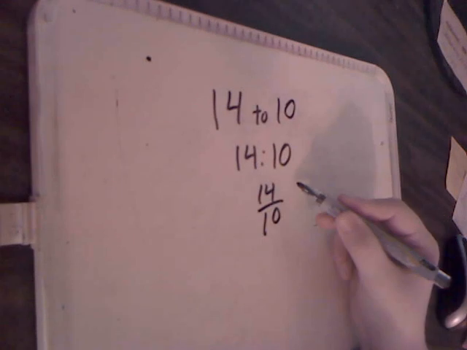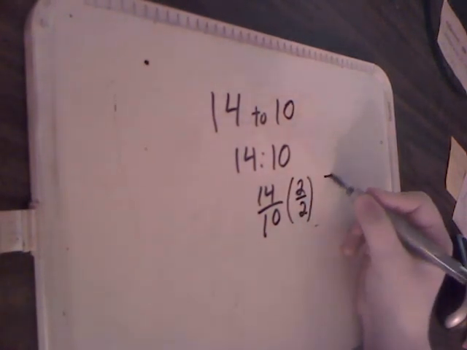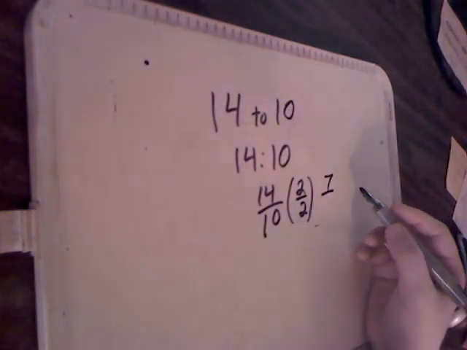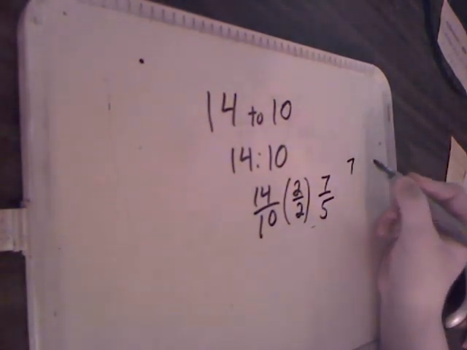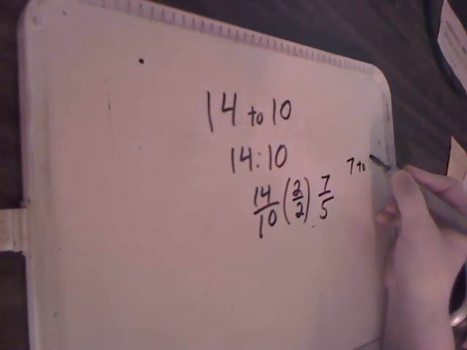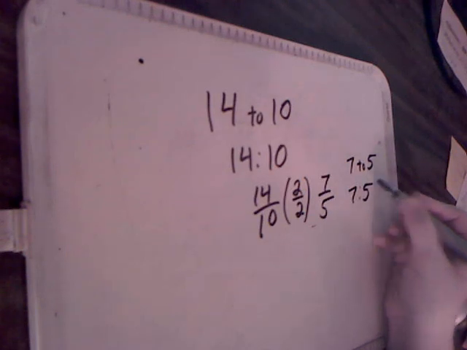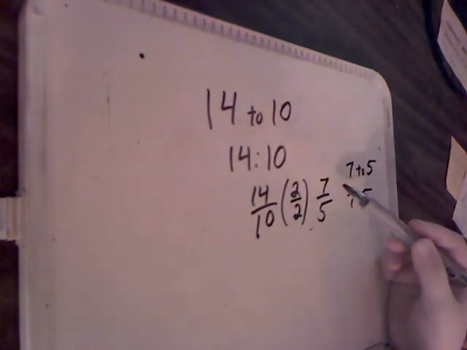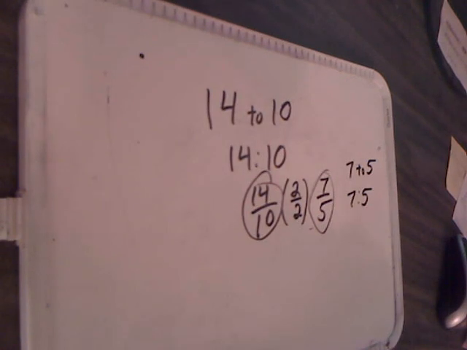So what we're going to do is divide this by the fractional 1. 14 divided by 2 is 7. 10 divided by 2 is 5. So now we have 7 to 5. I'm going to rewrite that two different ways so that we have the three different ways. You'll notice that this and this, they're both improper fractions.